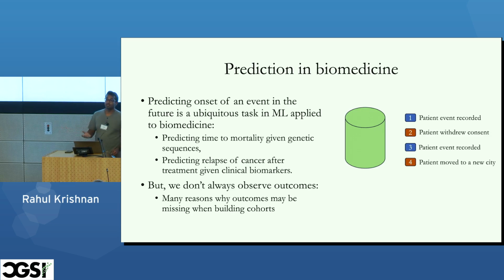The problem, however, is that in real data, we run into the problem of missingness, and particularly missingness in outcomes, which is to say we don't always observe the outcomes that we care about. There are many, many reasons why that may be the case. In the 4 patients that I showed you, as an example, we might observe the outcomes for patients 1 and 3, but patient 2 might have withdrawn consent to be in the study after a certain point in time. Patient 4 might have just moved to an entirely new city and can no longer be part of the study that one is collecting data for.